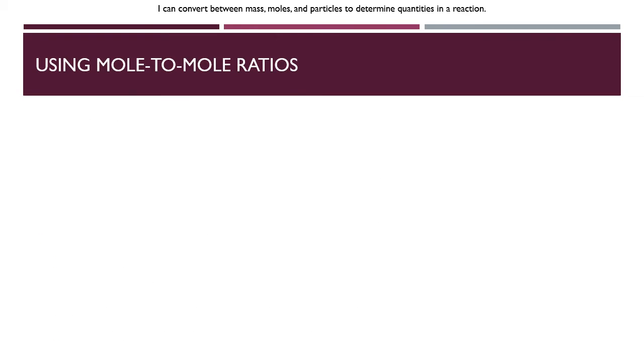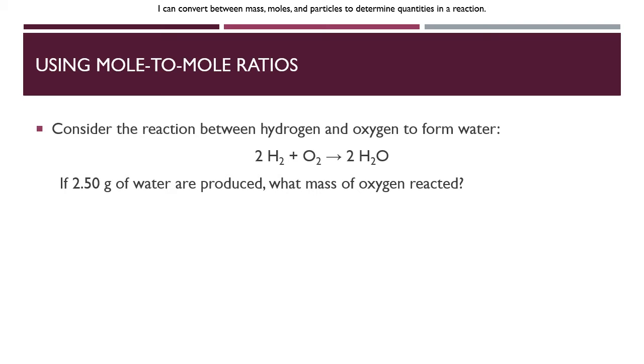So let's look at how we use this idea of mole-to-mole ratios in a more traditional stoichiometry calculation. So let's say we are given this problem. We're dealing with the same reaction. Consider the reaction between hydrogen and oxygen to form water. And do notice the equation is given to us, and it is already balanced here. If you don't have a balanced equation, you need to balance it in order to be able to answer these questions. So the question is, if 2.5 grams of water are produced, what mass of oxygen reacted?